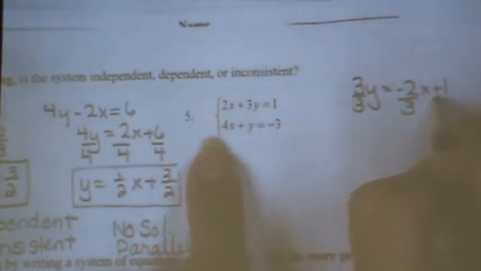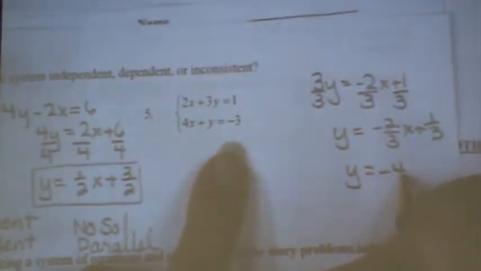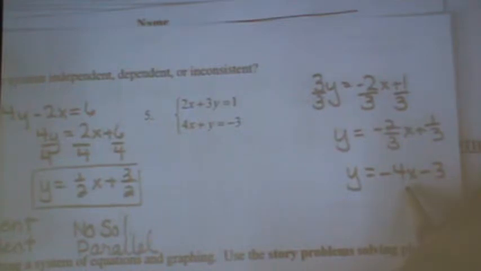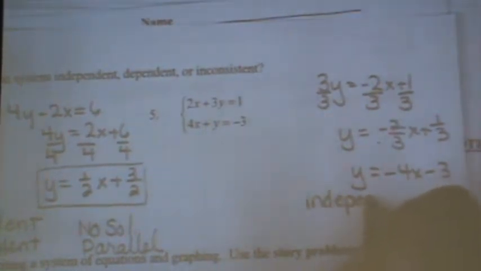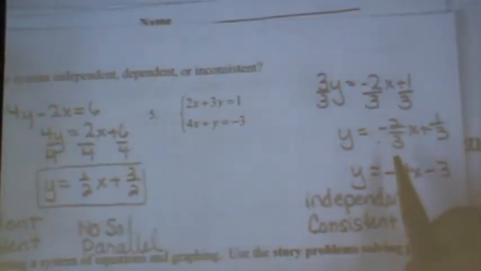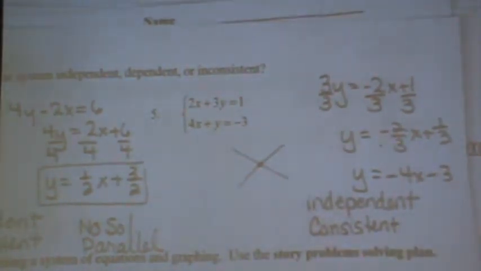In number 5, try that one. 3y equals negative 2x plus 1, divide by 3, and y is negative 2/3 x plus 1/3. And the other one, when you slide 4x to the other side, you end up with negative 4x. So what would you say about these two? These two slopes are completely different. So as long as the slopes are different, the lines are independent, we are going to get a consistent solution. You're going to get one answer. They're going to intersect. There is one solution, and your job is not to find it, but just to classify these two lines.